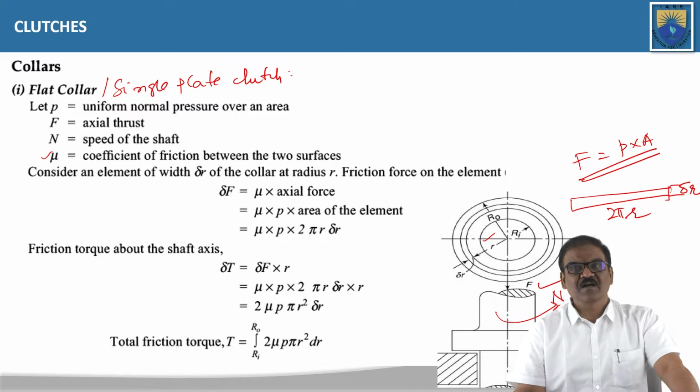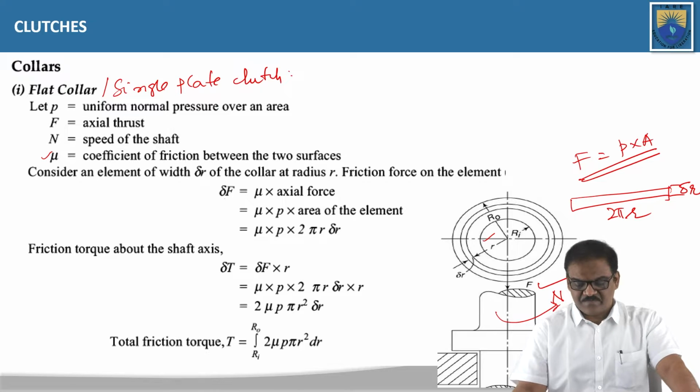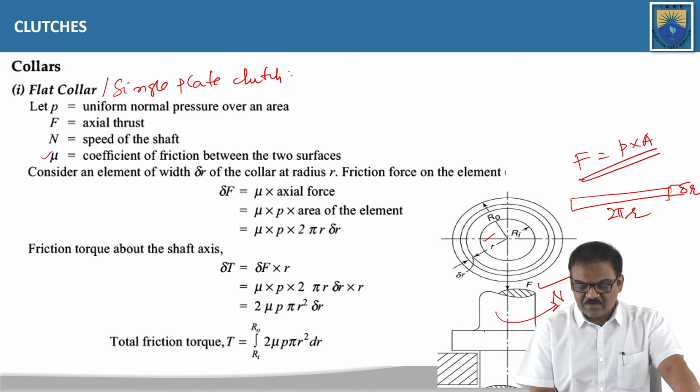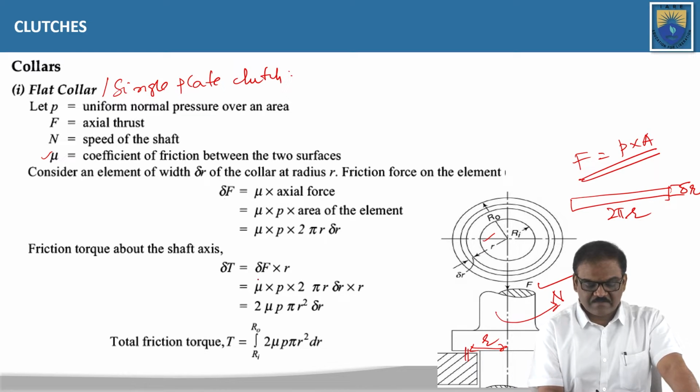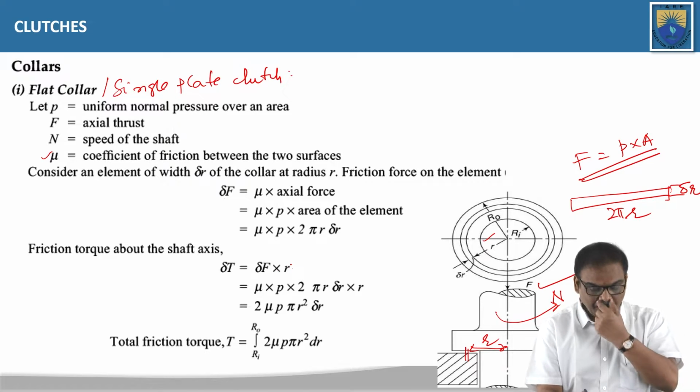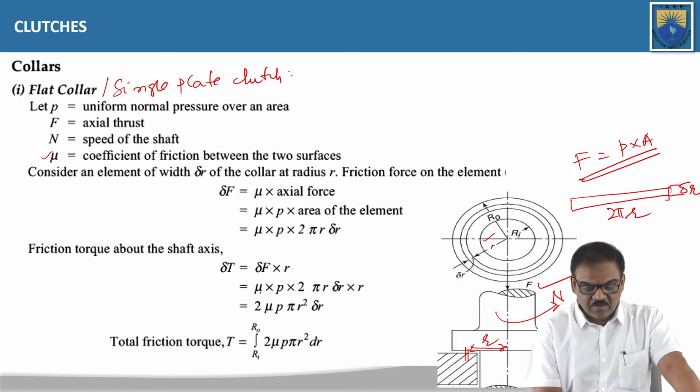Friction torque about the axis of the shaft is nothing but frictional force into distance. The frictional force will be acting here at a radius small r. That is mu into p into 2 pi r delta r into r. Then r and r becomes r square: 2 mu p pi r square delta r.